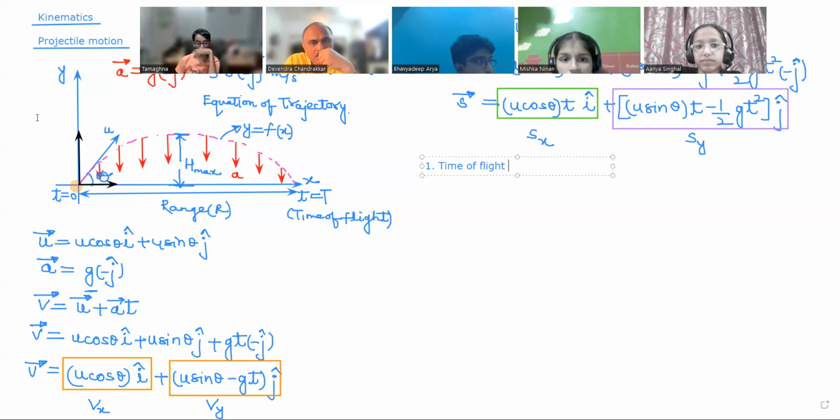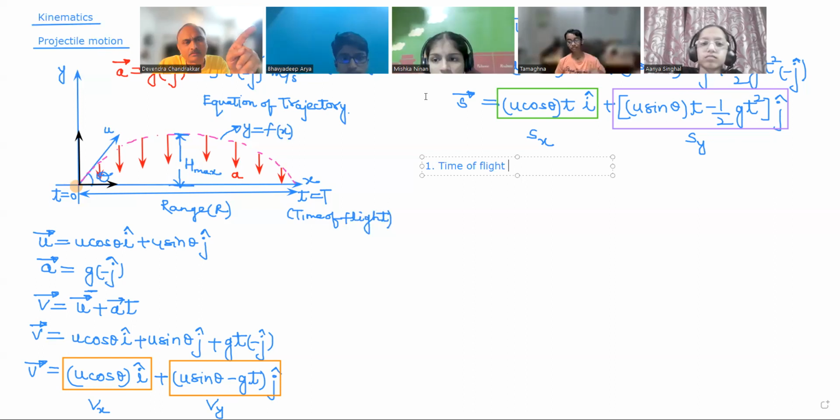Yes, Tamagna? Sir, the total duration for which the object is in the air. Yeah, very good. Both of you said the same thing. It is the total time for which the ball is in air. So it is flying in air, right? Anya and Mishka, understood? Yes, sir.